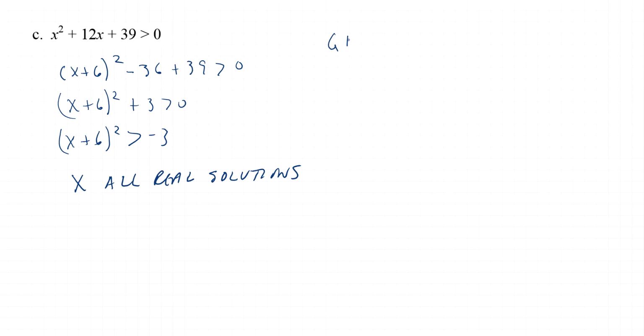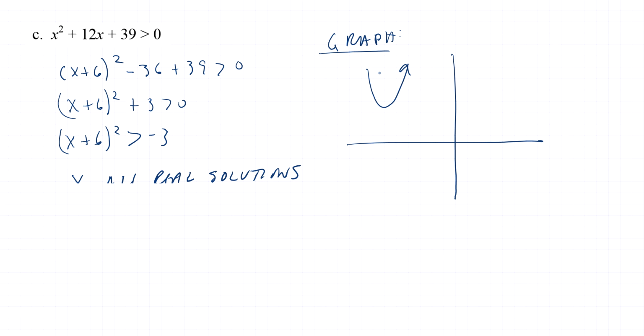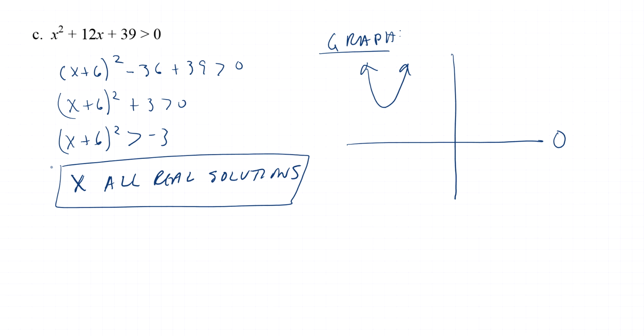Another way to look at this is if you graph this, and again, I'm just going to make a sketch. If you graph it on your calculator, the graph ends up being up here somewhere, and this is 0 here. This function is never going to be less than 0. So every value that we pick for x is going to be true. That's why we say it's true for all real solutions.